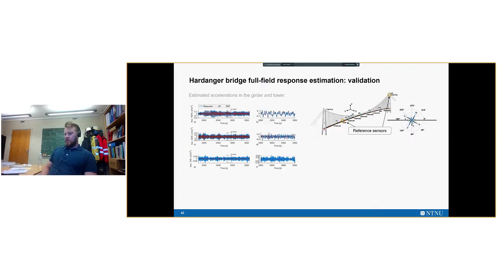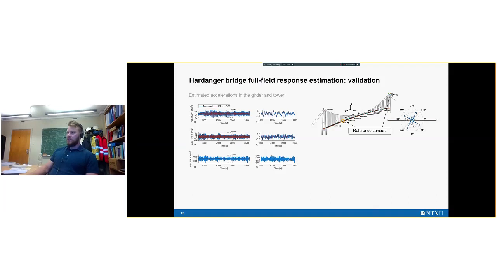So here again, we perform a validation of the full field response estimation. What we do here is that we take some so-called reference sensors that we remove from our sensor network, and then we use the data from the remaining sensors to estimate the response at these reference sensors. So these reference sensors are sensors that we use for validation purposes.